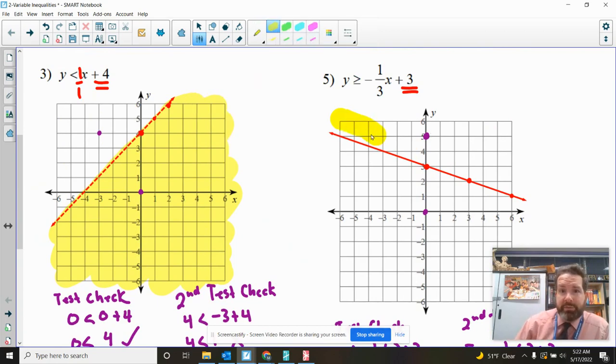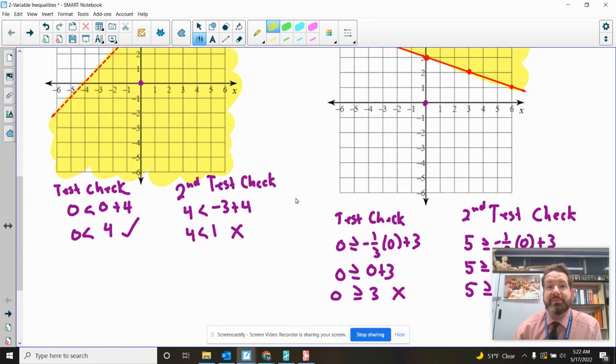So I'm going to shade above my line. Any ordered pair at all that's up here in this yellow region above that boundary line is a solution to the inequality. So make sure you got your line graphed in the right spot, check your solid or your dashed, and then do a couple test checks to make sure that what you have matches up with the way things really are.